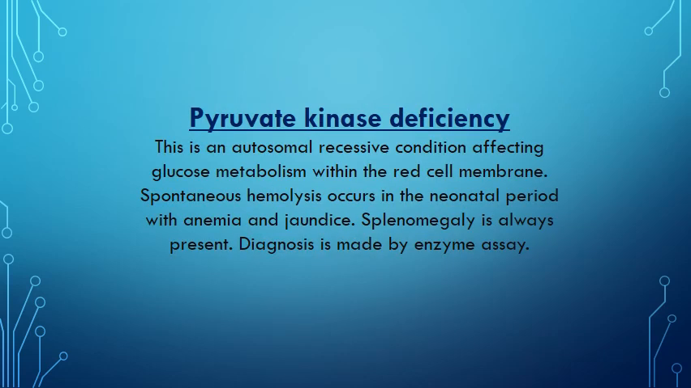What about pyruvate kinase deficiency? This is an autosomal recessive condition affecting glucose metabolism within the red cell. Spontaneous hemolysis occurs in the neonatal period with anemia and jaundice. Splenomegaly is always present. Diagnosis is made by enzyme assay.